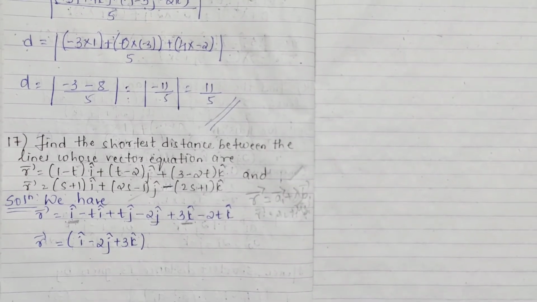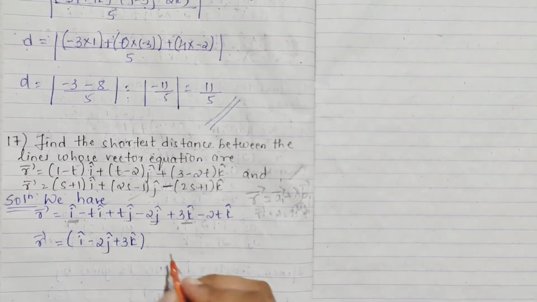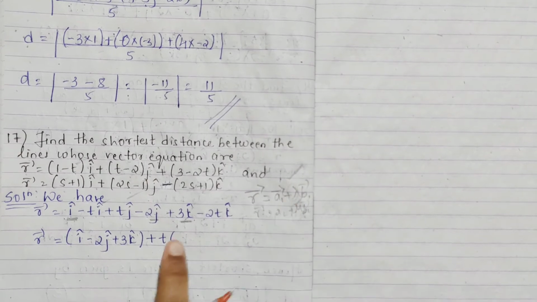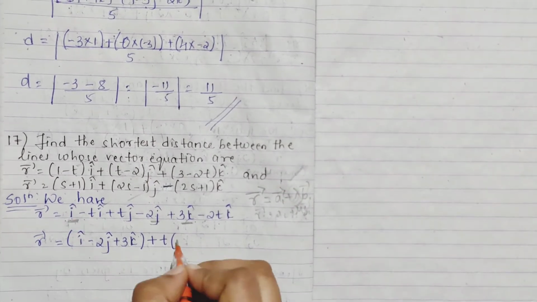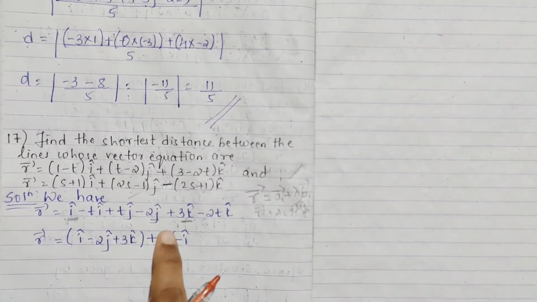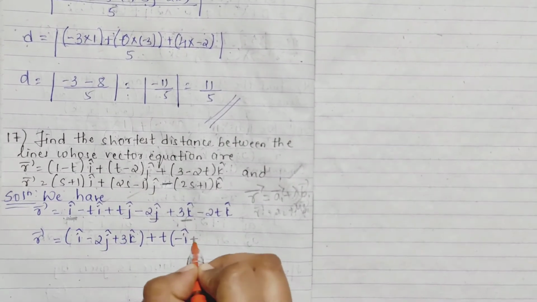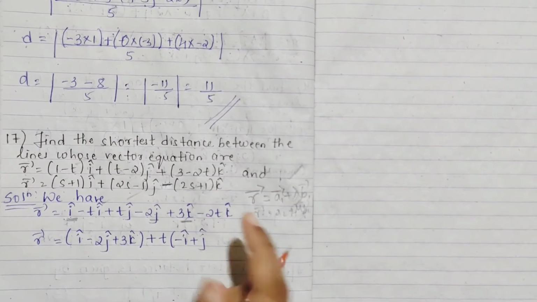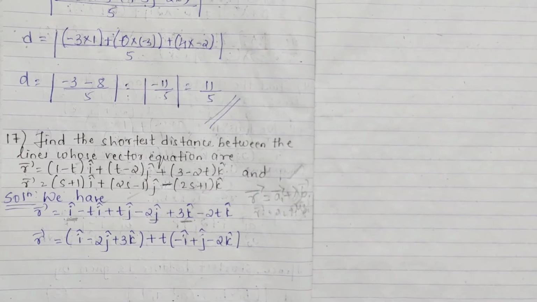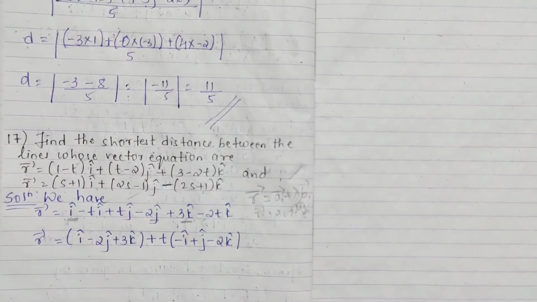Next is whichever terms are with t. In this, t is common, so take plus t, because we are getting our standard form. Plus t, you have minus i cap, and one more you have plus j cap, it is 1 only, right? And you have minus 2 k cap. See, we have got our standard form. Similarly this other line you also get.